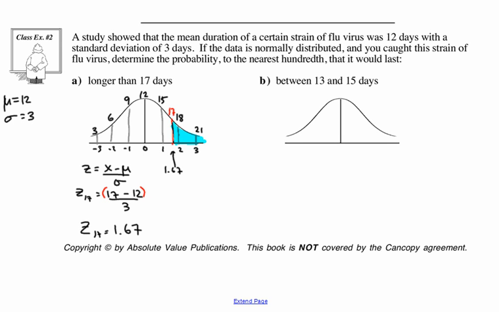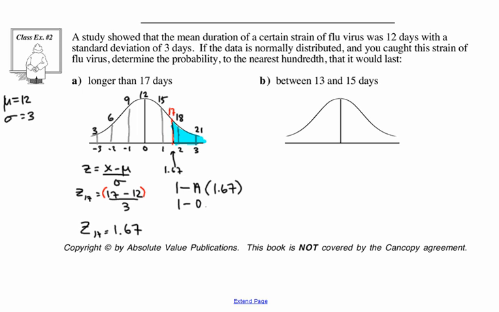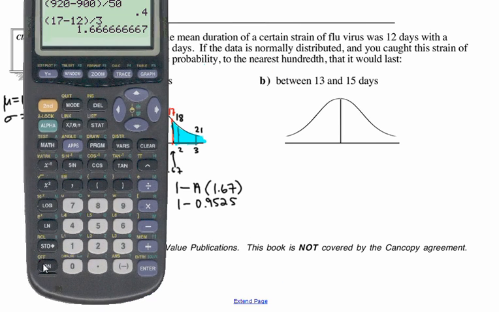Now, unfortunately, our chart is for the left. So to find the area to the right, we have to go 1 minus the area to the left of 1.67. So looking that up on our chart, 1.67 positive, 1.6 and 7. So following that across, that's 0.9525. But that represents the left, so we subtract that value from 1. 1 minus 0.9525 gives us 0.0475.